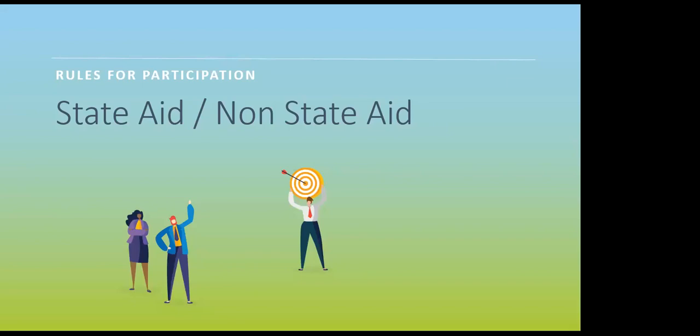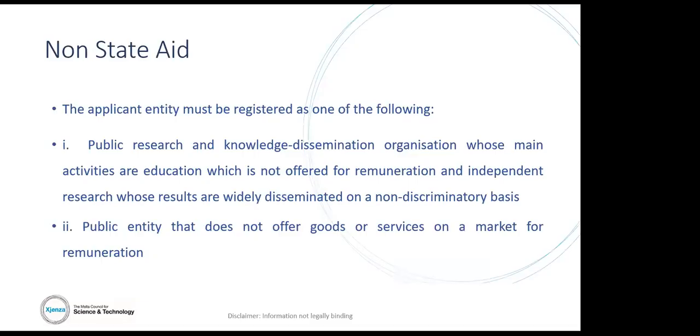Some other rules for participation: state aid and non-state aid. So when you are non-state aid, what does this mean? It means you are a public research and knowledge dissemination organization whose main activities are education, which is not offered for remuneration, and independent research whose results are widely disseminated on a non-discriminatory basis. Or else you're a public entity that does not offer goods or services on a market for remuneration. So when you are non-state aid, on our website, click on the rules for participation of non-state aid organizations.